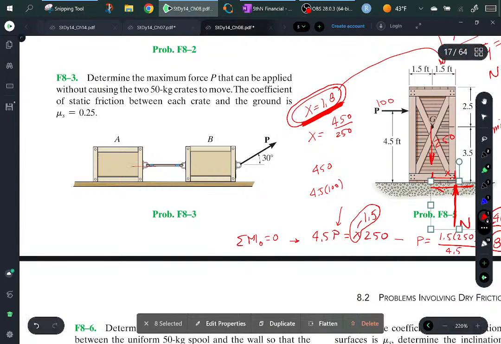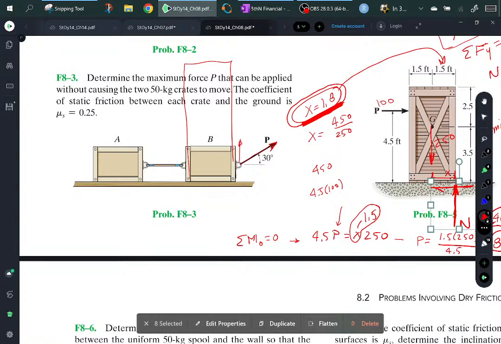So he didn't give us any of these dimensions, nor did he give us these dimensions. So we cannot even check to see if it's going to tip. But the fact that you're pulling it up, there's a part that's pulling it up, means you'll probably get away without tipping, unless this thing is really, really tall and you're pulling it at the center. But I think we're okay on that.